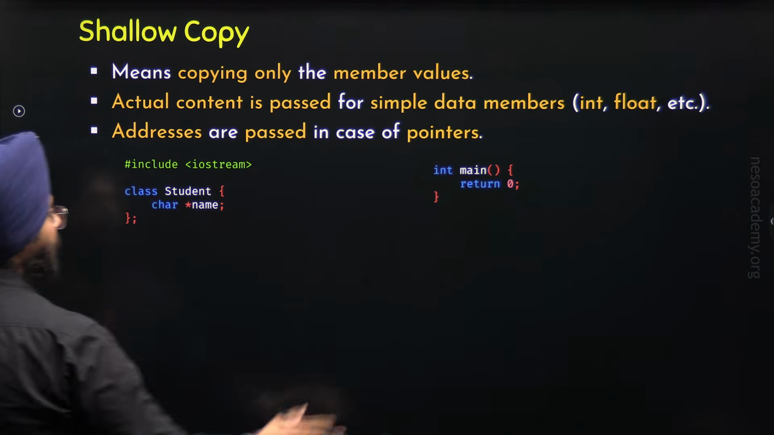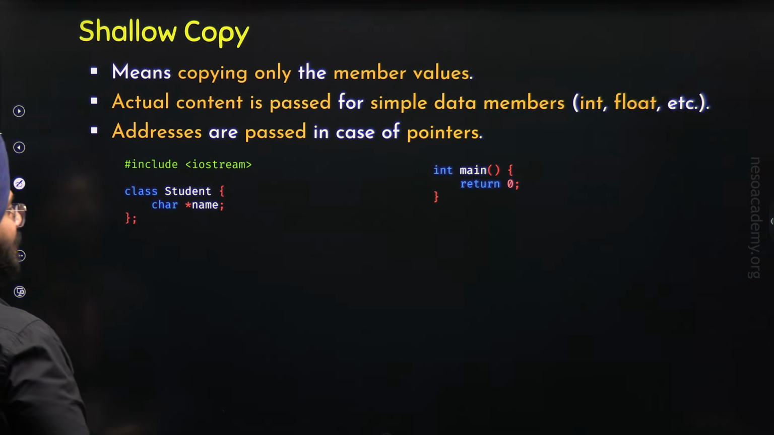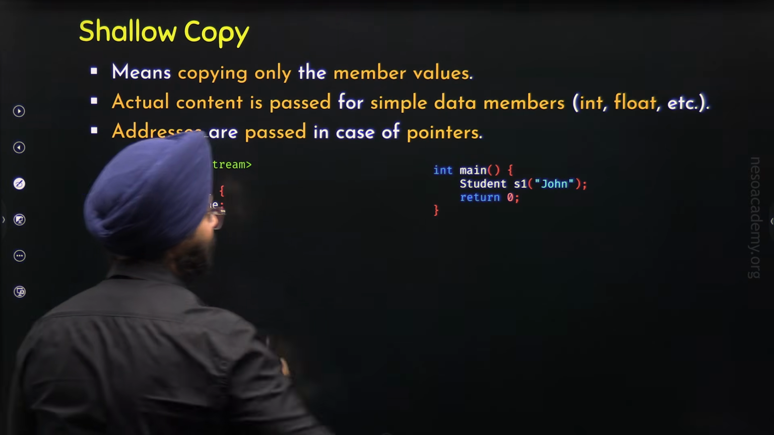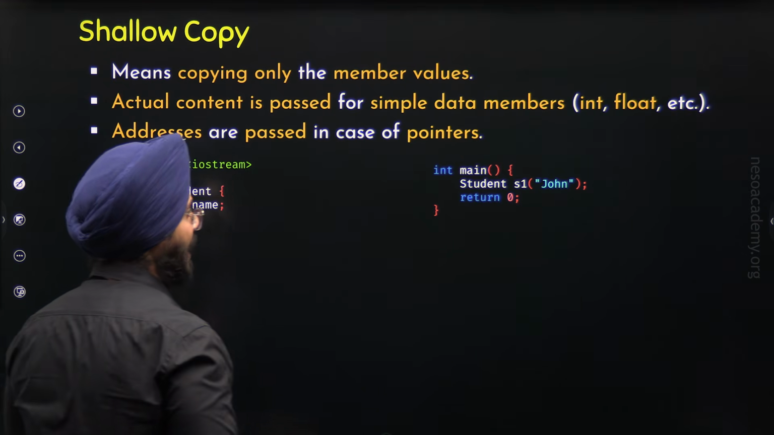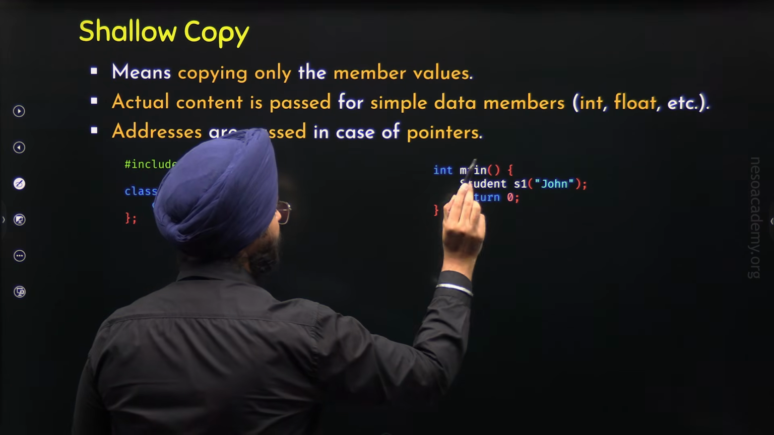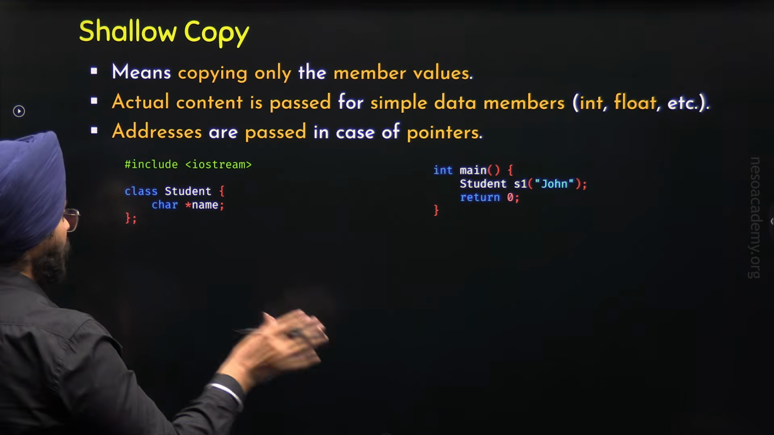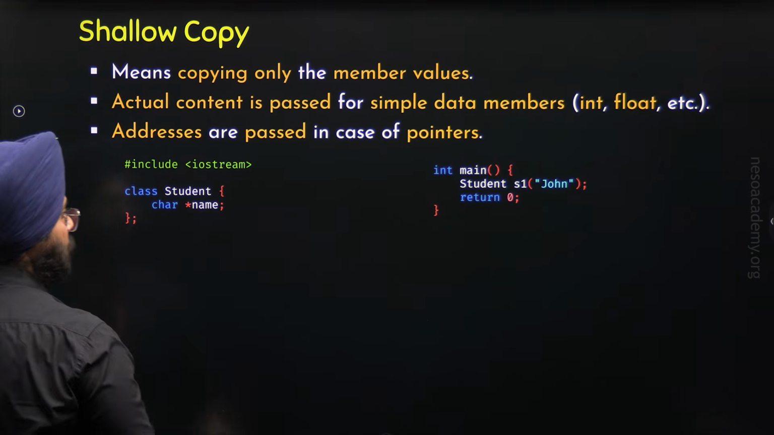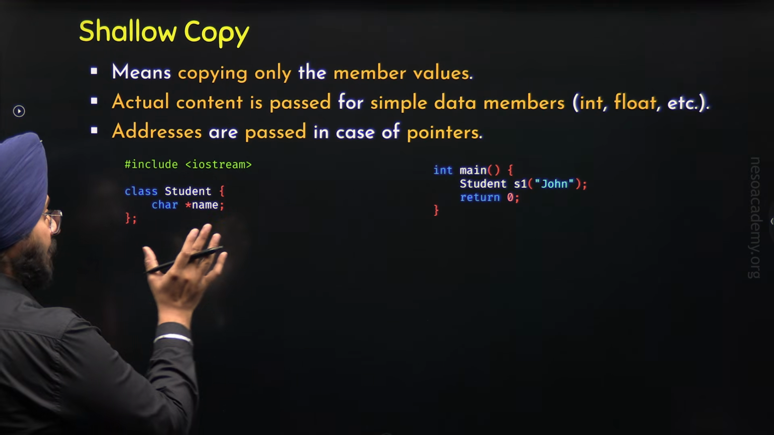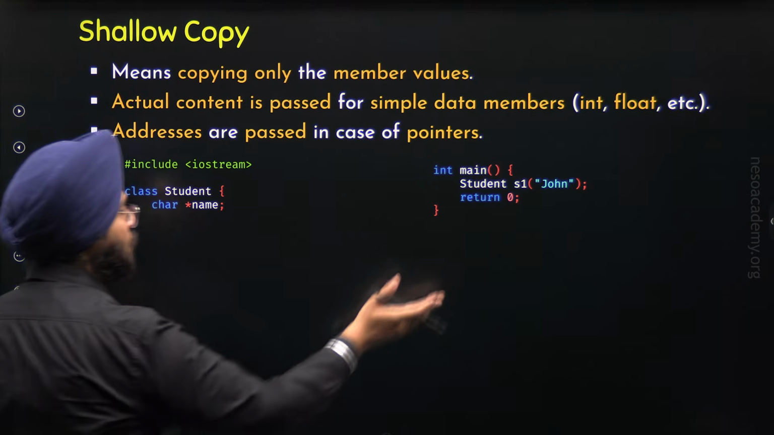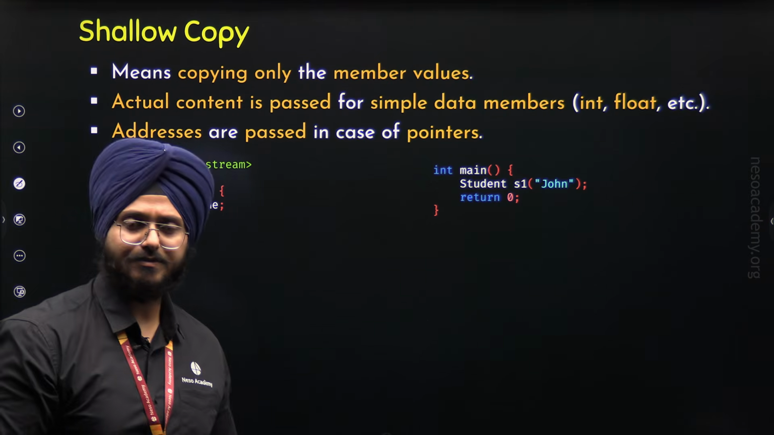Now here, inside the main function, let's define the object of this class and let's name this object S1. Here I've defined the object S1 of class student and I am trying to initialize this object with the string John. I eventually want that this pointer should point to this string. For this purpose, we will define a constructor. In order to initialize the object, we need to define the constructor. This is what we learned.